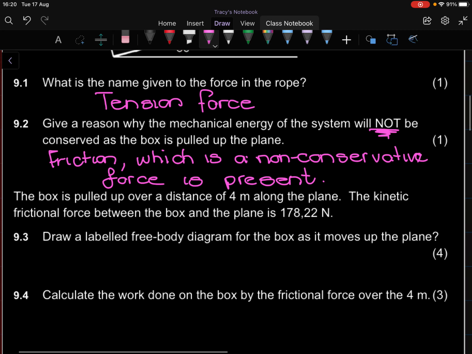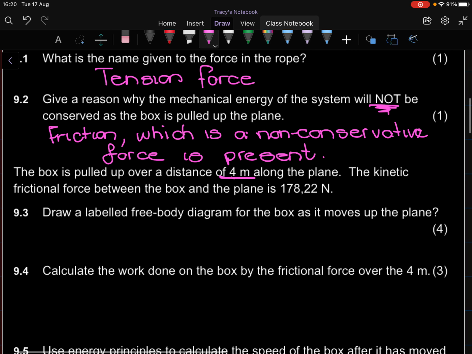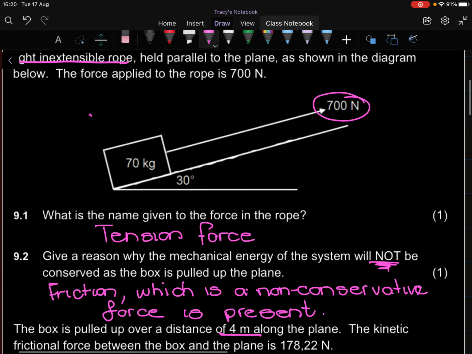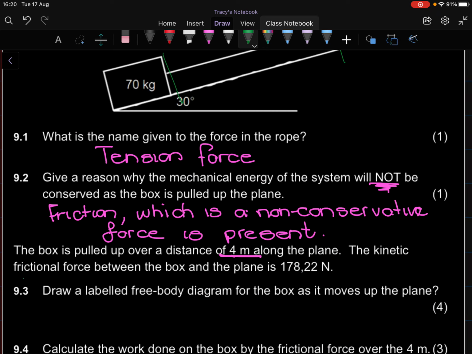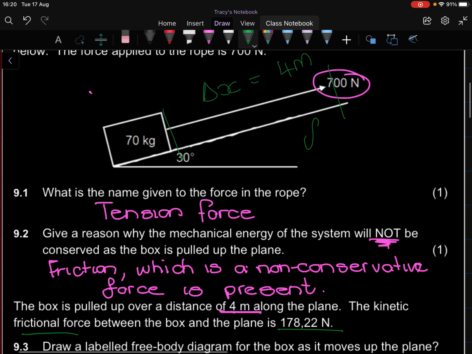The box is pulled over a distance of 4 meters along the plane. So now I'm telling you that this distance, delta x, equals 4 meters. The kinetic frictional force between the box and the plane is 178,22 newtons. Not a nice value, but it's okay, we'll take it. Brilliant.